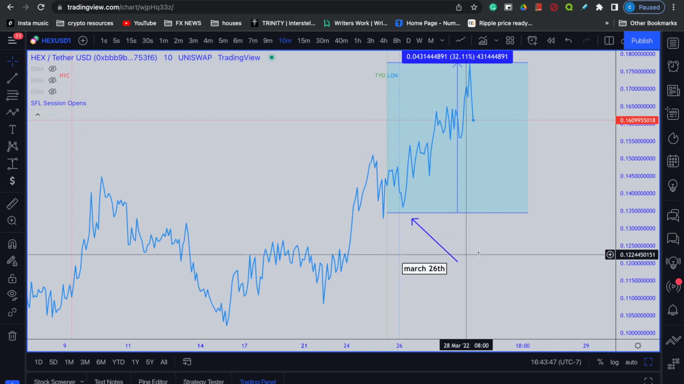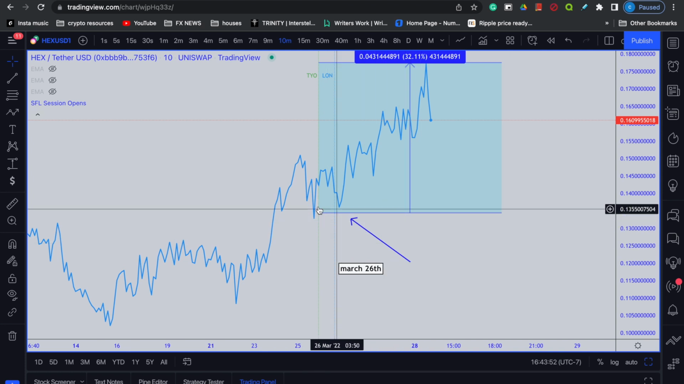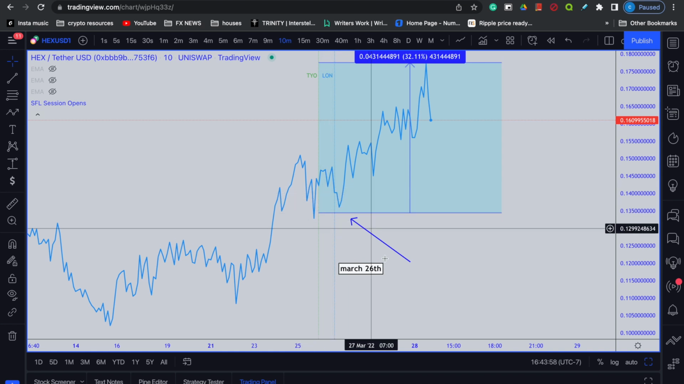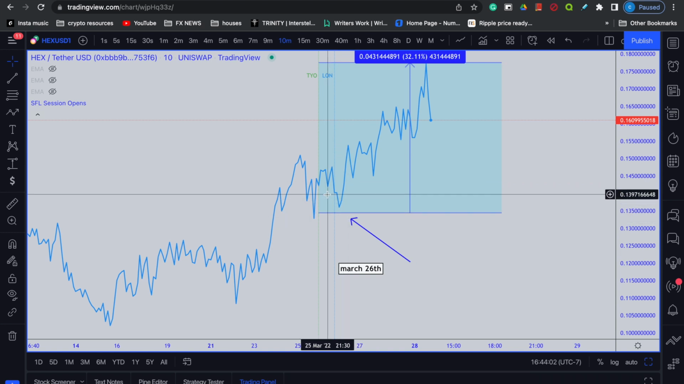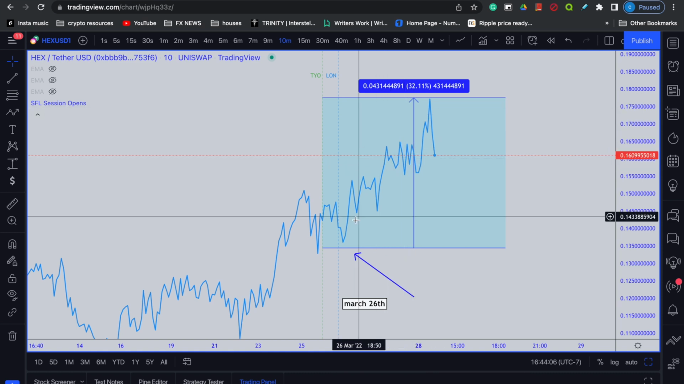So first, I'm going to cover the technical analysis on March 26th that I saw on HEX that allowed me to enter, in my opinion, at a temporarily discounted price, or at least I was dollar cost averaging and putting some money into HEX at a significant pullback in price, where the market has returned 32% on my overall entry area.